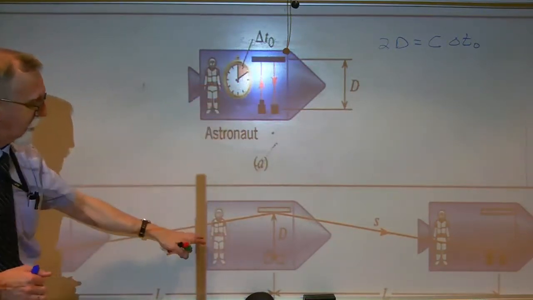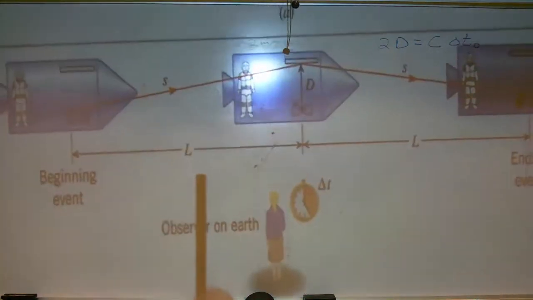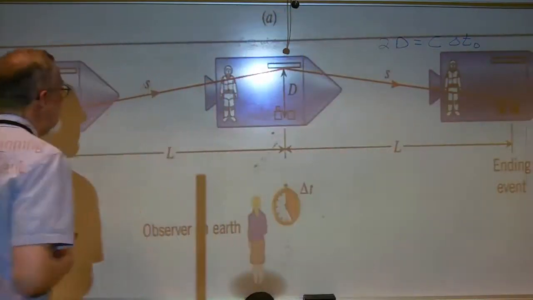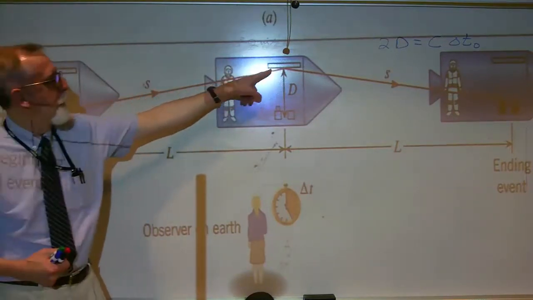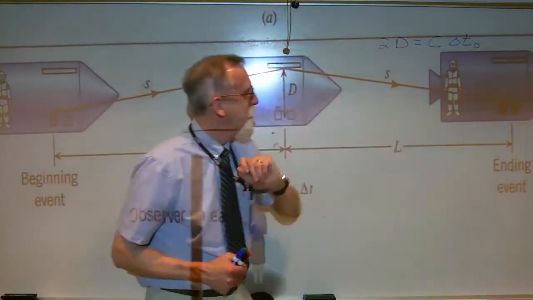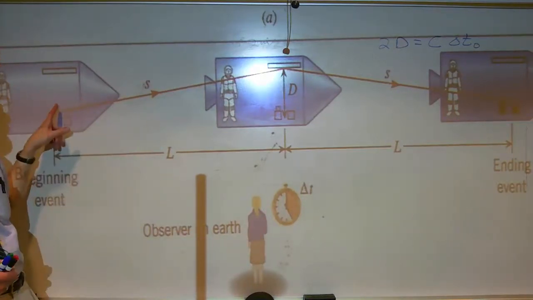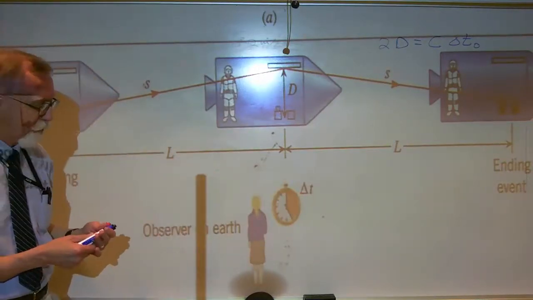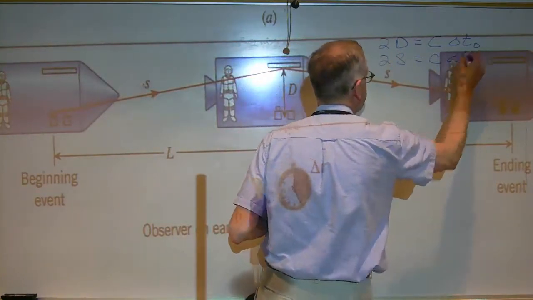Now, let's look at what's going on the Earth. Here we go. Now, in this case, light is traveling along this distance s. Say from here to here, we'll call that distance s, and then likewise another distance s back down here. So the light in the frame of reference of the observer on the Earth is traveling a distance of 2s in a time delta t. So again, we could write that 2s equals c delta t.